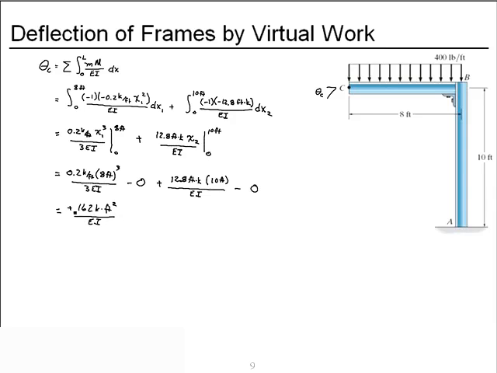over EI. It's a positive quantity, and we assume downward slope or counterclockwise rotation would be positive. So now we're ready for step 6, where we compare our virtual work results with our approximations.